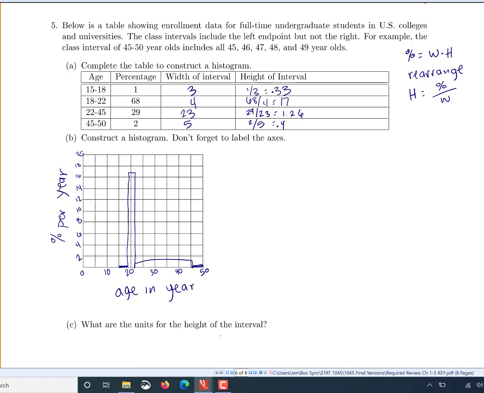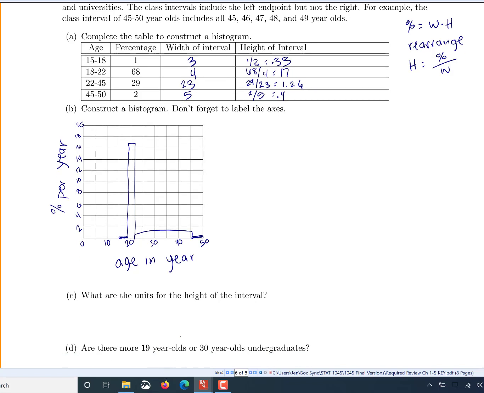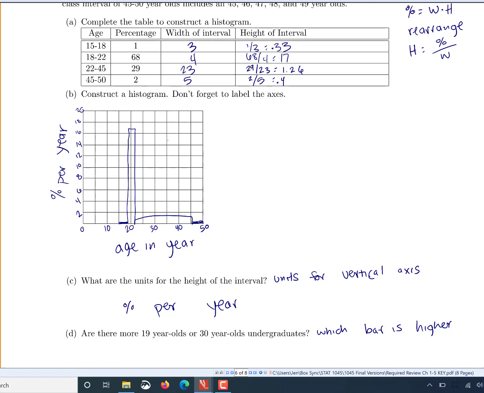Let's see. What were the units for the height of the interval? Okay, so height of the interval, that just means what are your units for your vertical axis. In this case, it was the percent per year. Then ask, are there more 19-year-olds or 30-year-old undergraduates? So basically, which bar is higher? So 19-year-olds, it looks like we have a height of 17. 30-year-olds, we have a height of 1.26. So there's going to be a lot more 19-year-olds.